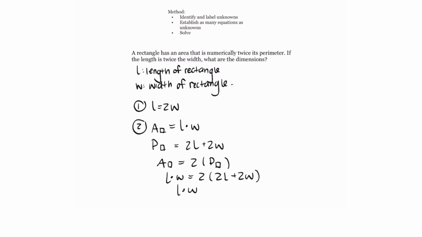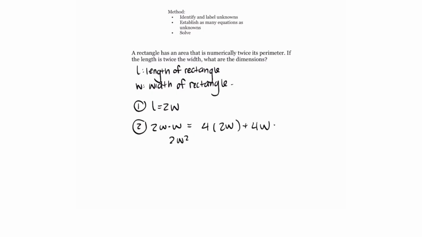Next, we have to use substitution to solve this problem. So we have length is equal to 2 times width, so let's plug it into our more complicated equation here. Wherever we have length, we replace it by 2 times w. So then we get 2w squared is equal to 8w plus 4w. We bring the 8w plus 4w to the other side, and it's negative 12w.